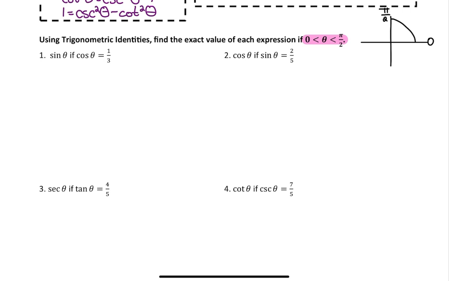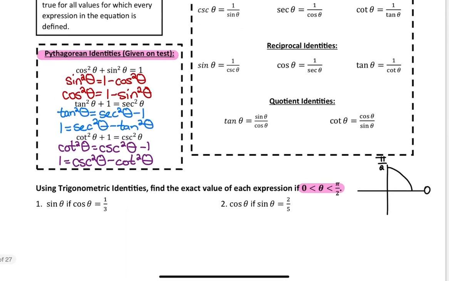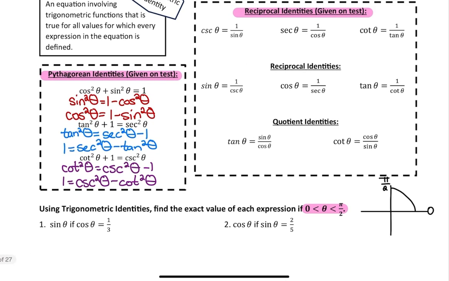So we need to figure out what identity could I use to solve number 1. We are trying to find sine and we are only given cosine. So we want to look at the identities to see which ones have both a sine and a cosine in them. And the only one that does that is our Pythagorean identity.